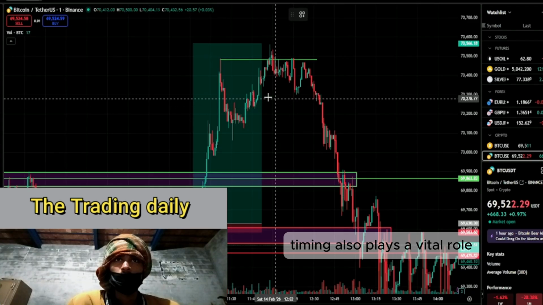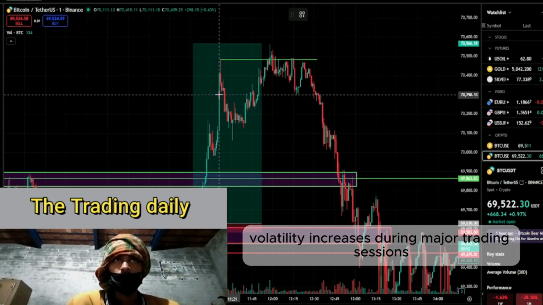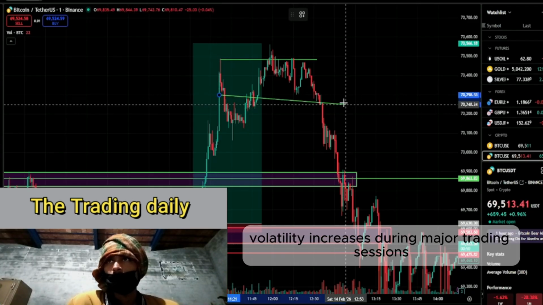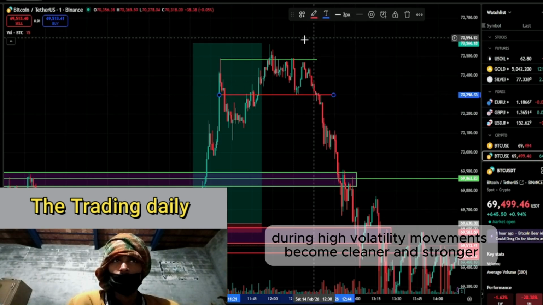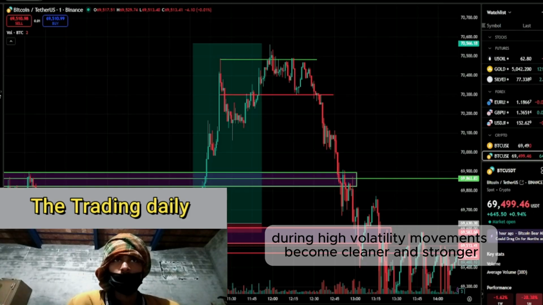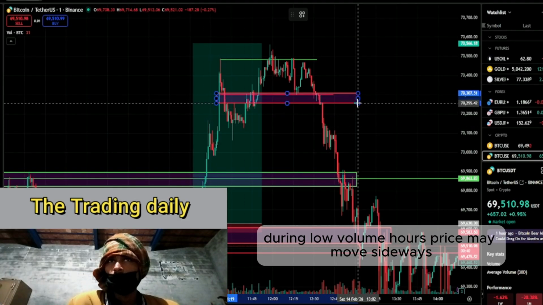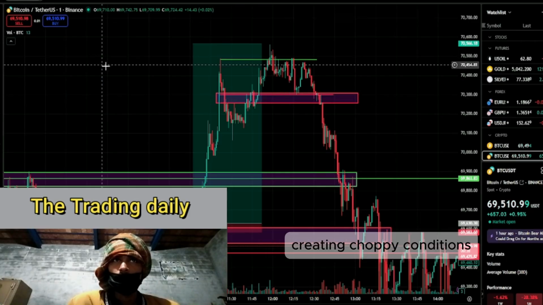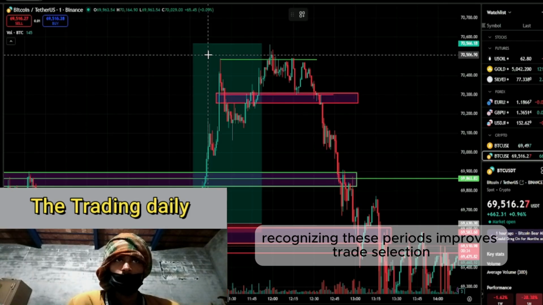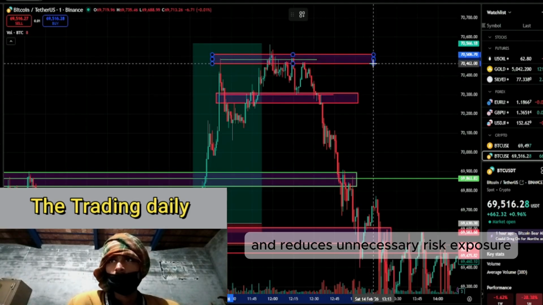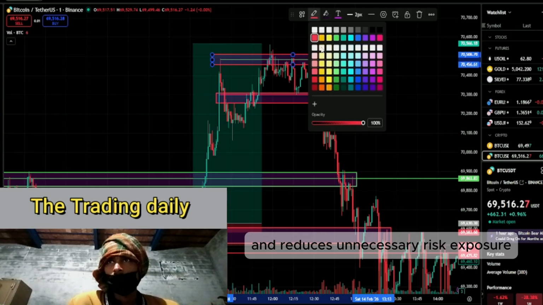Timing also plays a vital role. Volatility increases during major trading sessions or when significant economic news is released. During high volatility, movements become cleaner and stronger. During low-volume hours, price may move sideways, creating choppy conditions. Recognizing these periods improves trade selection and reduces unnecessary risk exposure.